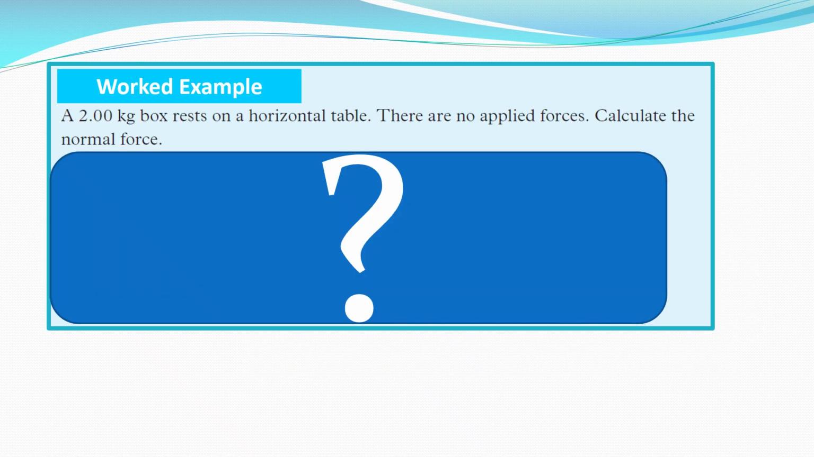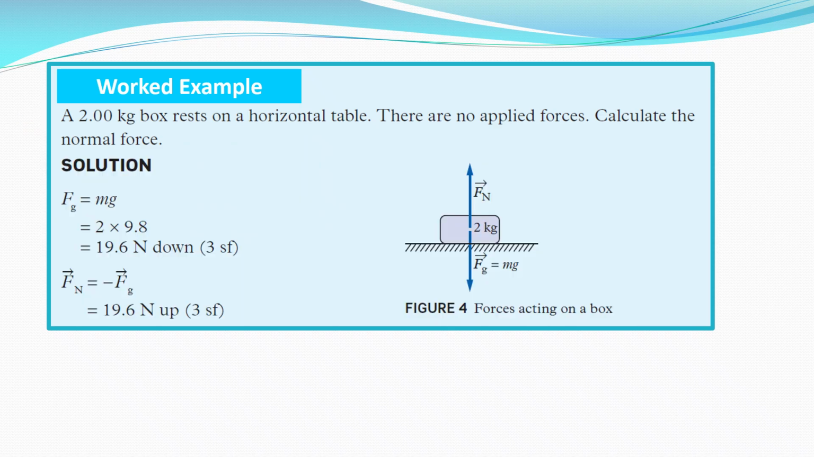A 2 kilogram box, that's my mass, rests on a horizontal table. There are no applied forces. Calculate the normal force. So I want to find the normal force, but that's going to be the same as the force of gravity, which is mass times gravity. There's my free body diagram on the right hand side. Force of gravity pulling down, which is mass times gravity, like I just said. We have a mass, and this is going to be the same here. Put my formula down, put the numbers in, it all comes out in the wash, 19.6 newtons.